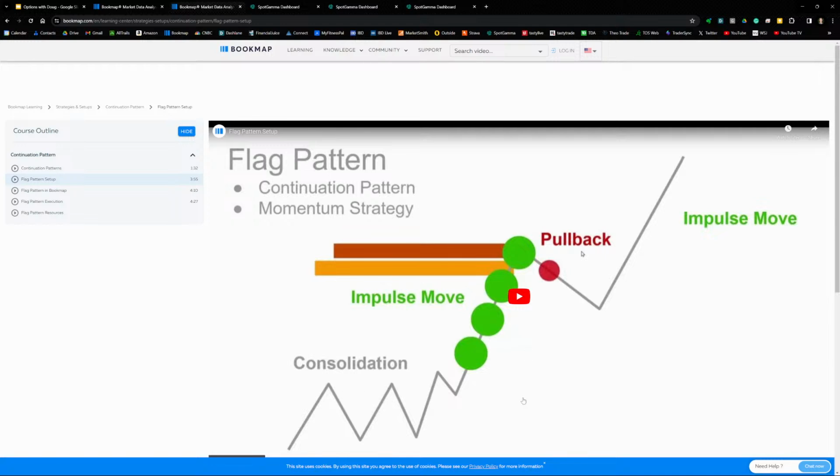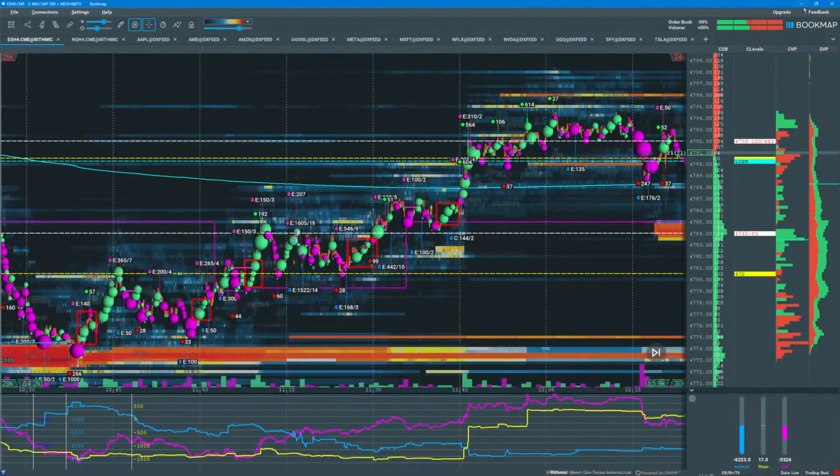There's a series of short videos that describe this pattern: the setup, consolidation, impulse move, pullback, and then another impulse move. And here's a perfect example of that. Starting with this reversal at the high liquidity at 73, multiple pullbacks.